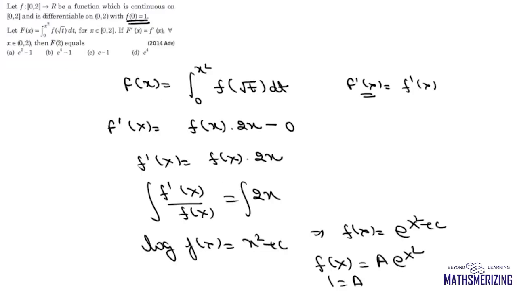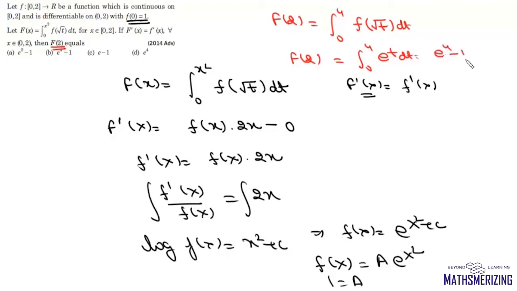Now we'll need to find the value of f(2). Now what is f(2)? f(2) will be this integral from 0 to 4 of f under root t dt. Now what is f under root t? f(x) is e to the power x square, so it'll be simply e to the power t dt, so it'll be e to the power 4 minus 1. So the value of f(2) is e to the power 4 minus 1, and that's your option B.